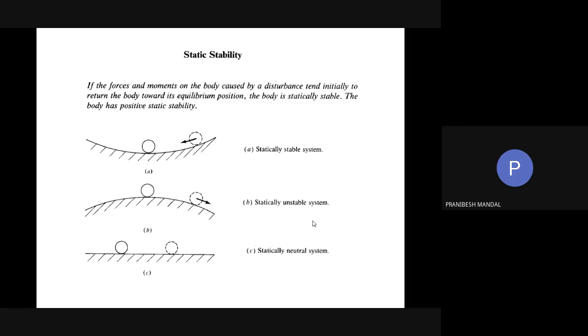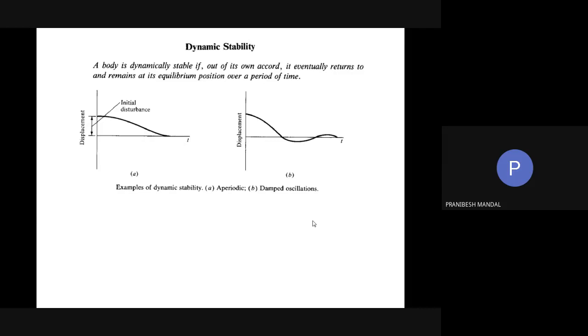Is this figure clear to you? I think it is very easy. Yes, sir. So this is the static stability condition. And along with static stability, there is one thing called dynamic stability. See, both the things are actually shown here.